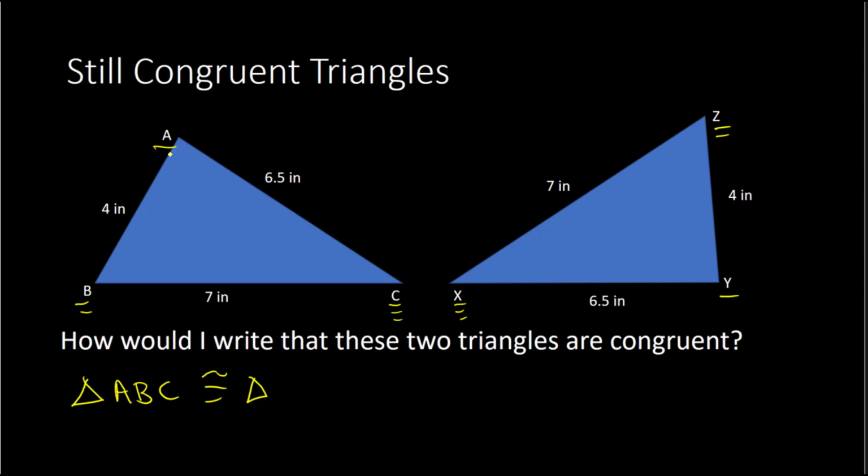So A is paired up with Y. A comes first in this triangle, so we have to write Y first over here. The B corresponds with Z. The B came second, so the Z comes second over here. And then the C corresponds with X. C came third, so X comes third over here. So when you write that these triangles are congruent, you would write this as triangle ABC is congruent to triangle YZX. And there are different ways you could write this, as long as the corresponding vertices are in the same order.